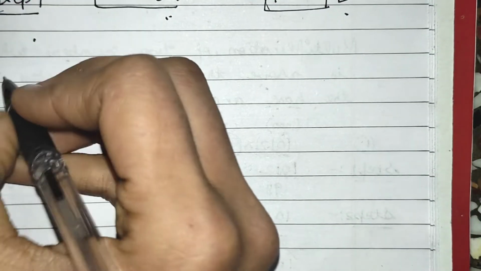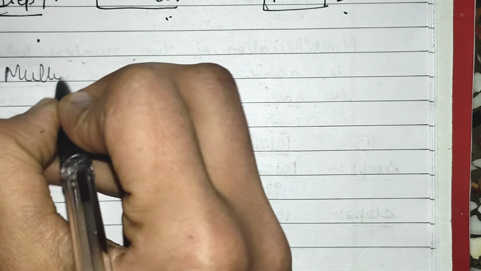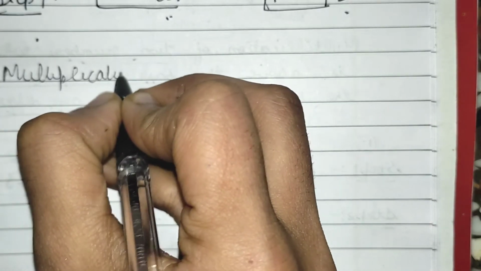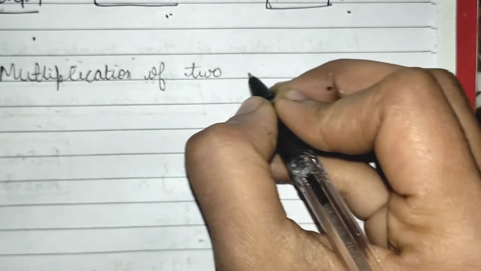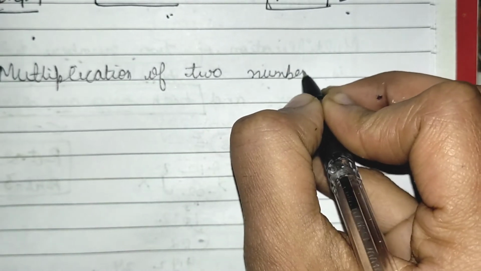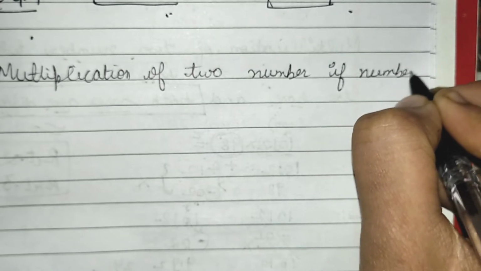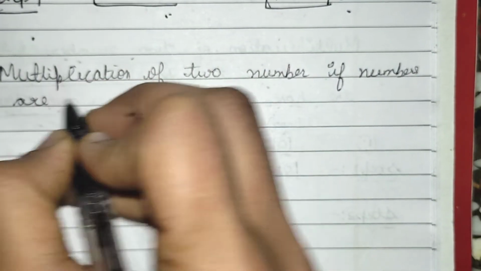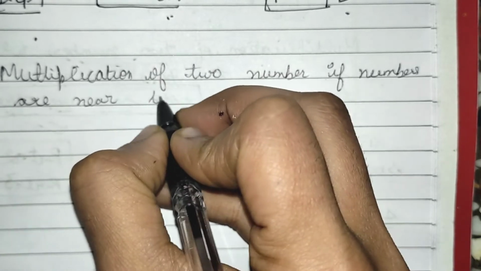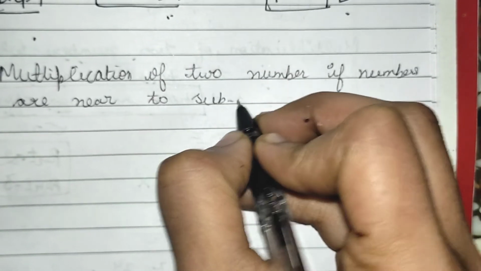So let's start our today's topic, which is multiplication of two numbers if the two numbers are nearer to a subbase. Okay, if the numbers are near to subbase. So what is subbase now?